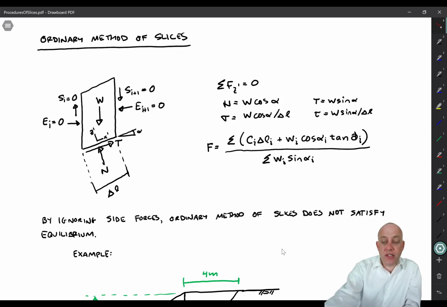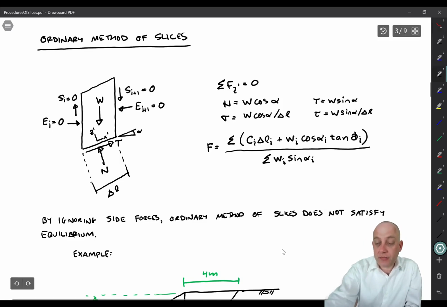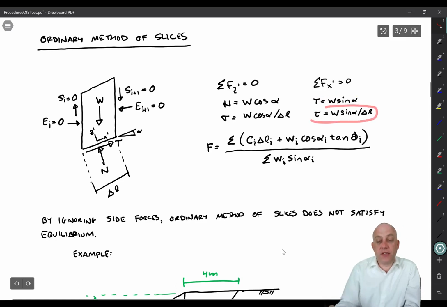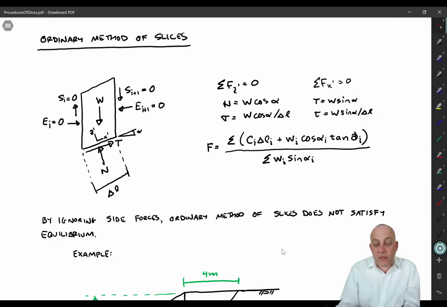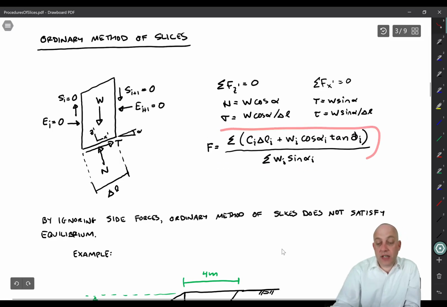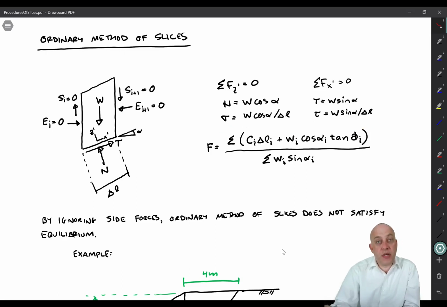Then if you solve in the other direction, this would be the summation of forces in the x prime direction equals 0. You can solve for T, W sine alpha, and then tau is W sine alpha over delta L. So what we end up with is this equation right here for factor of safety: the sum of c delta L plus W_i cosine alpha_i tangent of phi_i, divided by the sum of W_i sine alpha_i.